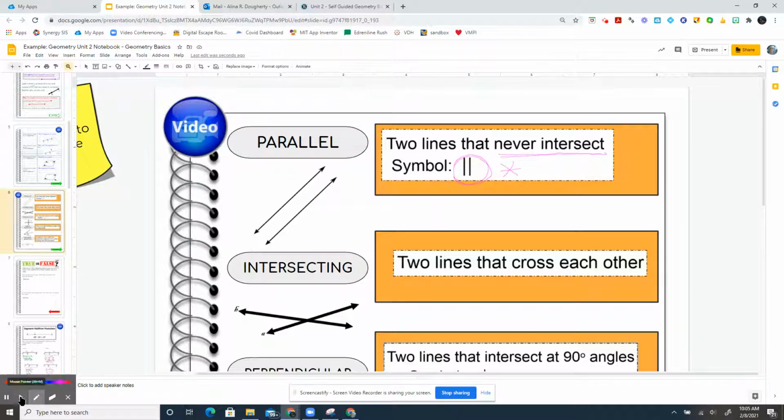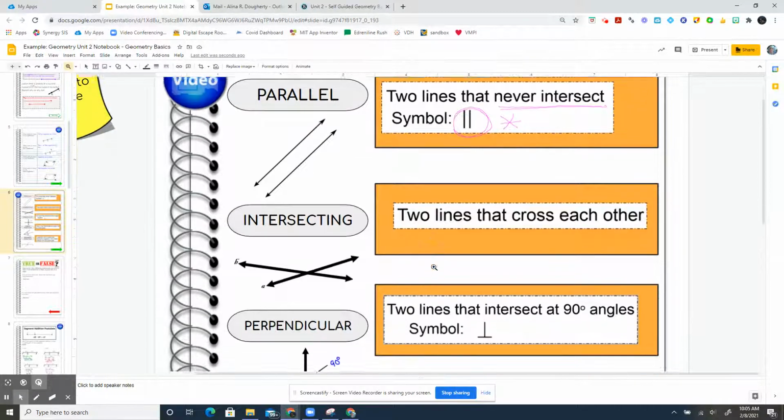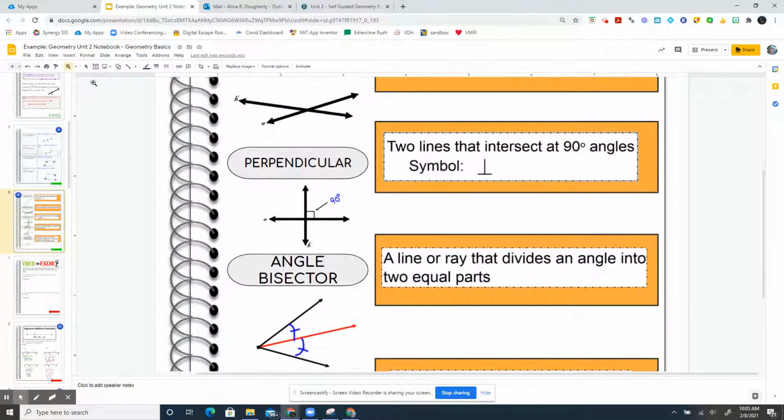Intersecting lines are 2 that cross each other, so that should be a pretty easy one. Then we've got perpendicular lines. Perpendicular lines are going to meet at that right angle. So that's a right angle, that's also a right angle, and that's a right angle. 4 right angles are going to add up to 360 degrees. That symbol is an upside down T. Again, that is a super important symbol. It kind of looks like part of those perpendicular lines, so it just makes sense. We've got perpendicular lines that make a right angle.